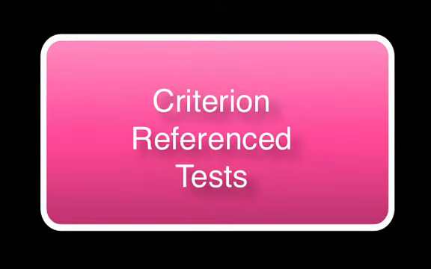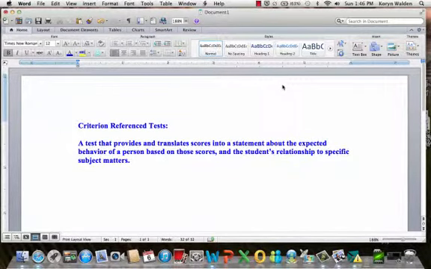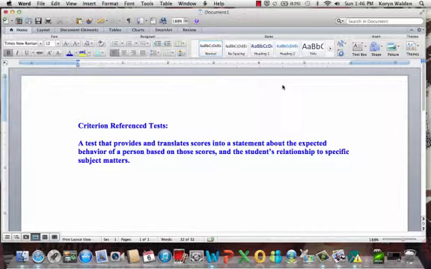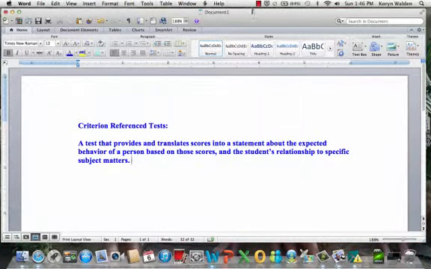The first thing I'm going to talk about are criterion referenced tests. Criterion referenced tests are tests that provide and translate scores into a statement about the expected behavior of a person based on those scores in the student's relationship to specific subject matters.